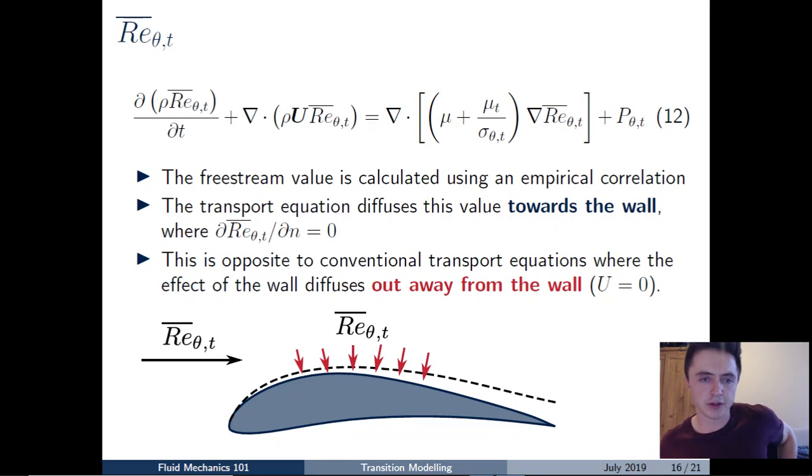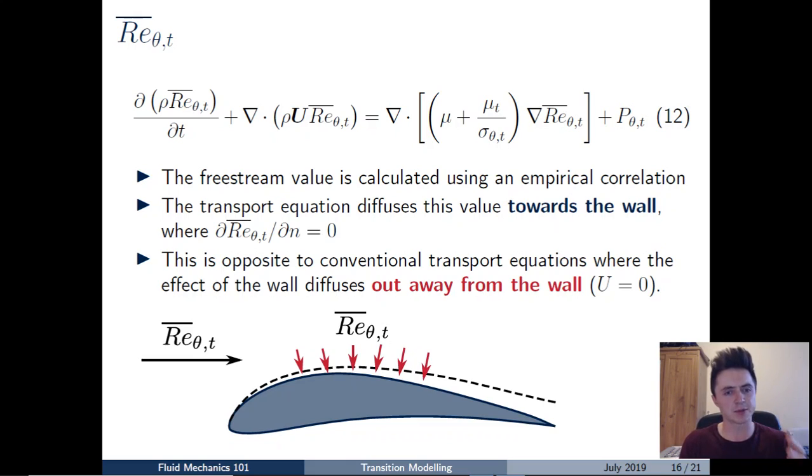Now, the way you want to think of this transport equation is that we have a free stream value which we specify at the inlet to our CFD domain, and this free stream value we calculate using an empirical correlation. So if we had an aerofoil or a flat plate, we take an empirical correlation for a similar geometry, and apply that at our inlet. And then what the transport equation allows us to do is to diffuse that value from the free stream towards the wall, where we can calculate the local values where transition and the turbulent fluctuations will begin. And we do this by specifying a zero normal gradient boundary condition on the wall.